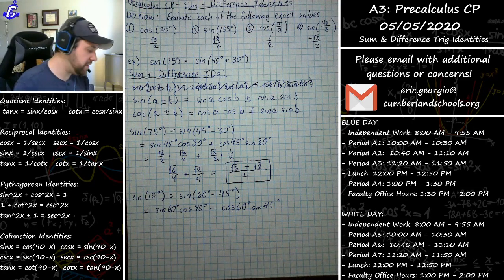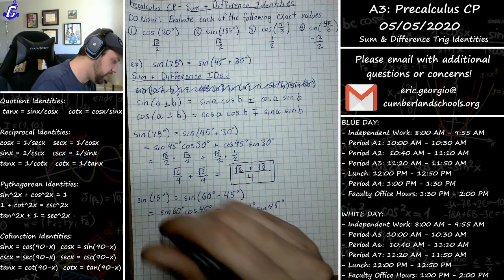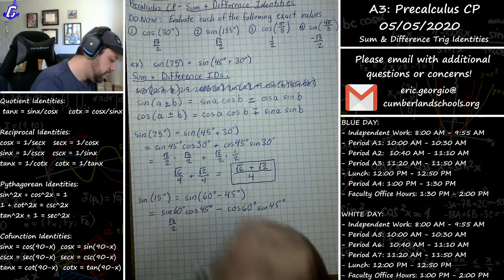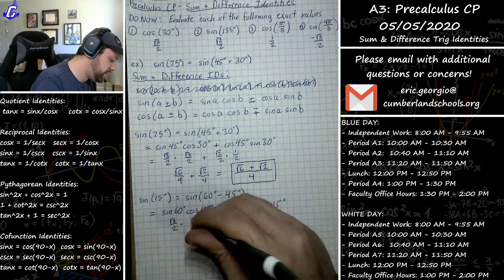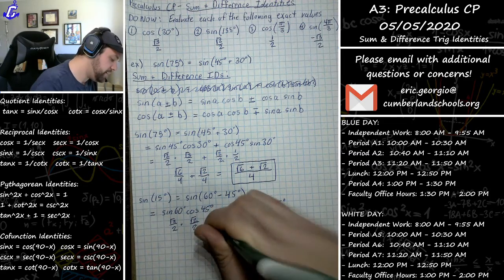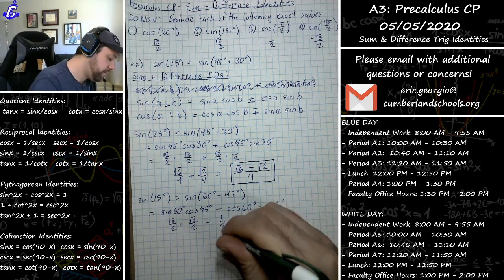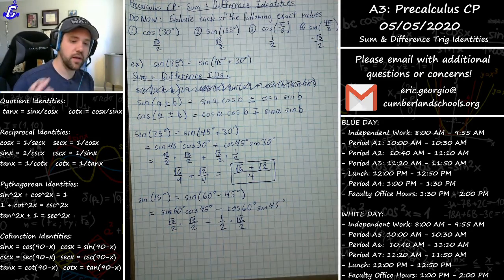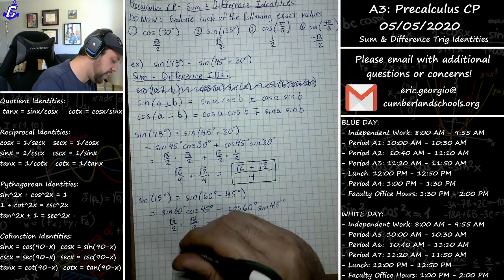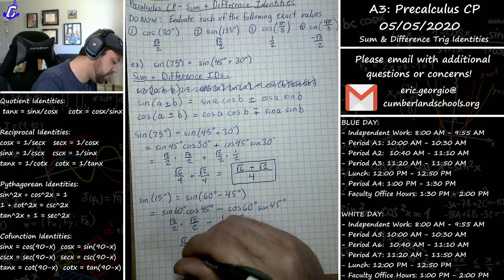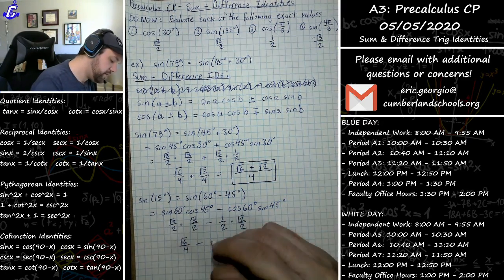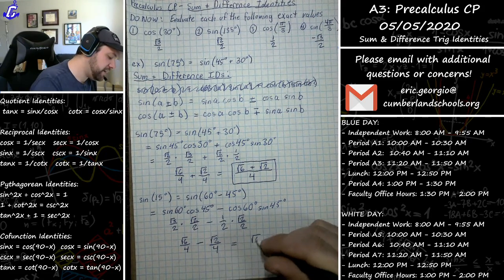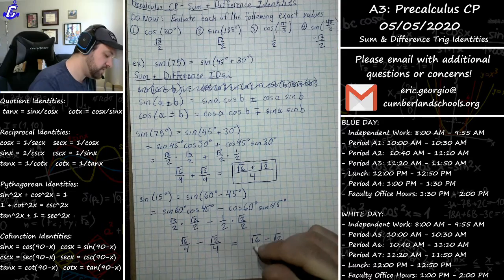Sine of 60, well, the sine of 60 we just did up there. That's rad 3 over 2. We have the cosine of 45, rad 2 over 2. Minus cosine of 60 is 1/2 times sine of 45, rad 2 over 2. Combine all these together, we're going to get rad 3 times rad 2 is rad 6 over 4 minus rad 2 over 4.